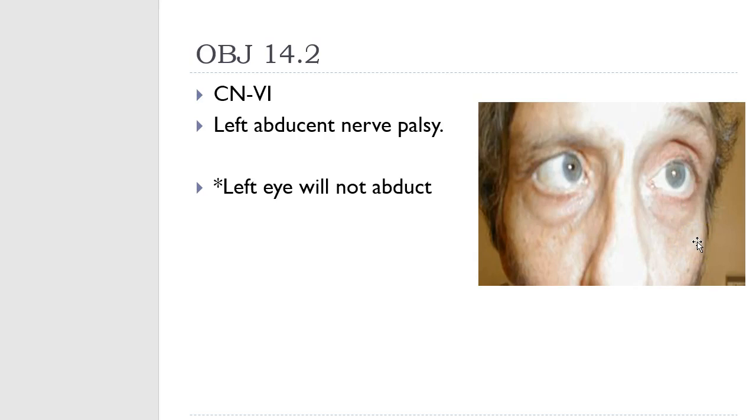Well, this is all of chapter 14 on the brain and cranial nerves, and that's going to be it.